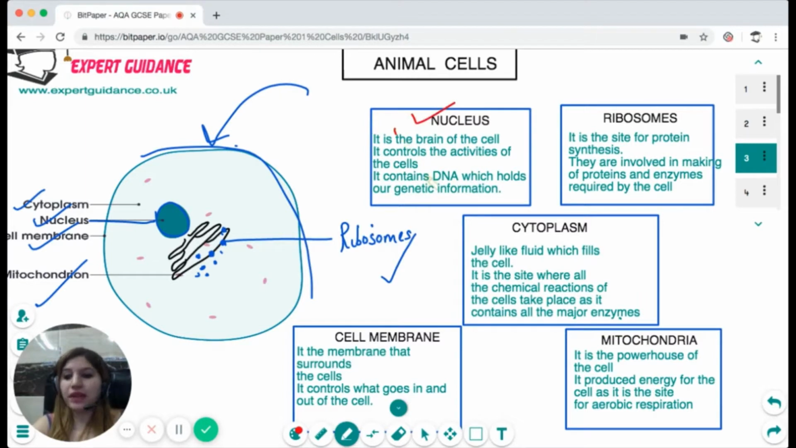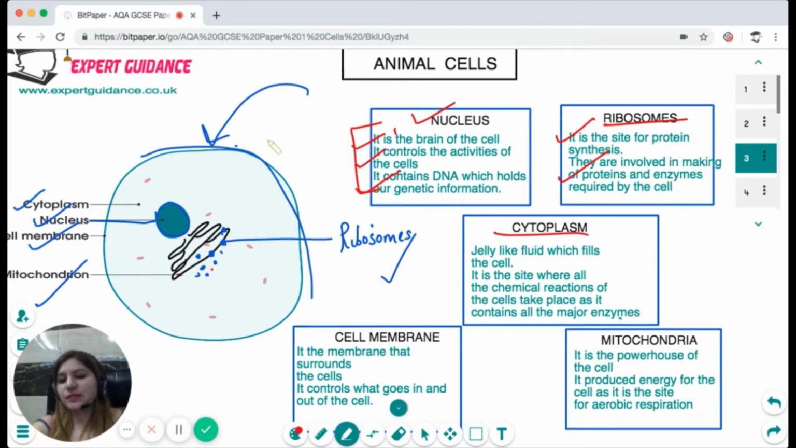It is the brain of the cell, because it controls all the activities. It controls what is happening inside the cell, and it also has your genetic information as it contains the DNA. So you should know all these three functions of the nucleus. Next are the ribosomes. Ribosomes are the site for protein synthesis. The cell needs proteins for its functioning, and enzymes are also proteins. So ribosomes make the proteins and the enzymes which are required by the cell.